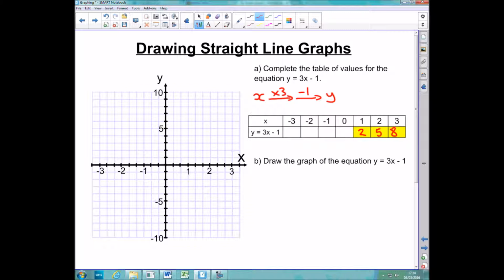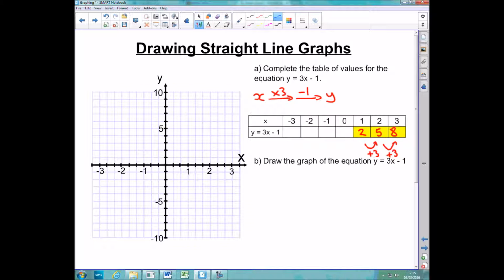Okay, what you might have noticed in the last example is that these numbers for y form a pattern. They are a sequence. So sequences have rules, and this rule, hopefully you can spot, is adding 3 each time. So 2 plus 3 would be 5. 5 plus 3 is 8. So what we can do, instead of using our function machine, we can actually go backwards along our sequence.